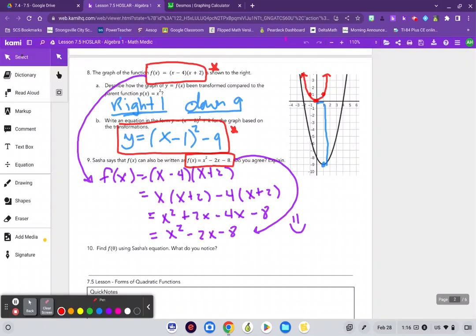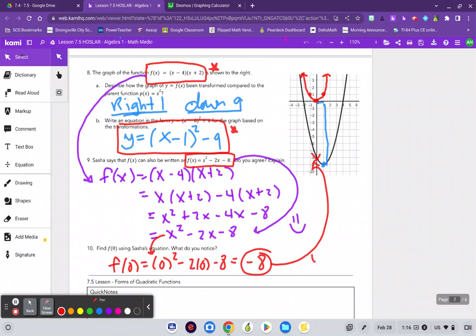Number 10 says, find f of 0 using Sasha's equation. Okay, so this is Sasha's equation. f of 0 just means that I'm going to replace my x's with 0. And when I do that, I'm just left with negative 8. And that matches my y-intercept that we had already found on the previous page.